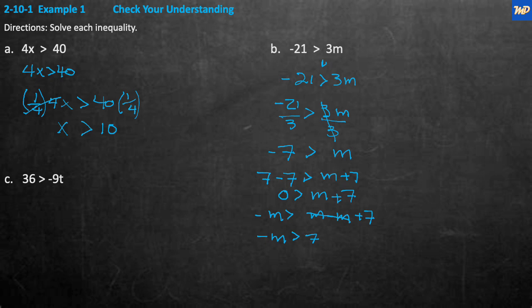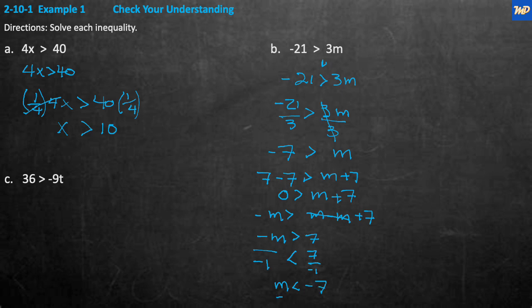Once we divide by negative 1, we're going to say negative m divided by negative 1 is now less than 7 divided by negative 1. And when we simplify that, it's m is less than negative 7.